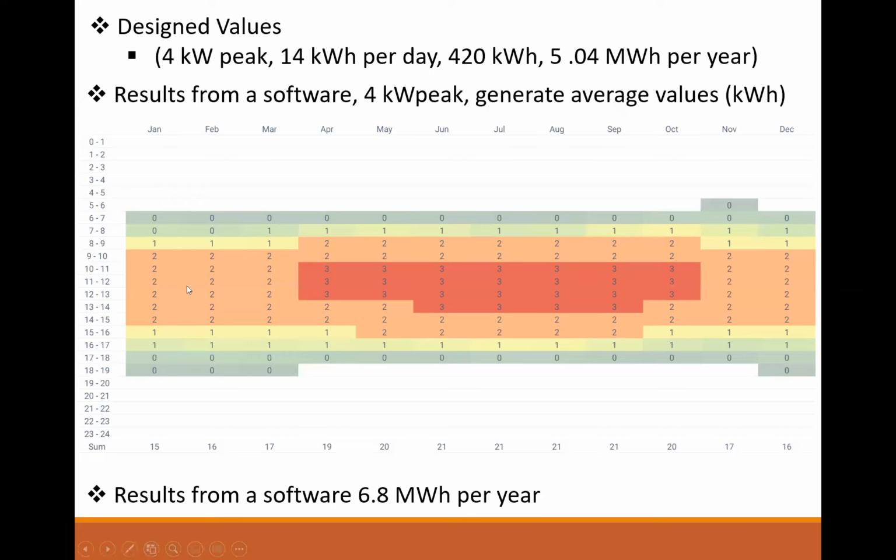Then from the software, we also see that this system will actually give 6.8 megawatt hour per year, which is higher than 5.04 megawatt hour per year by around 1.7 megawatt hour. So this can also help in the planning aspect because the load might grow over time. So when the load grows and requires an additional megawatt hour, then the system does not actually have to change.